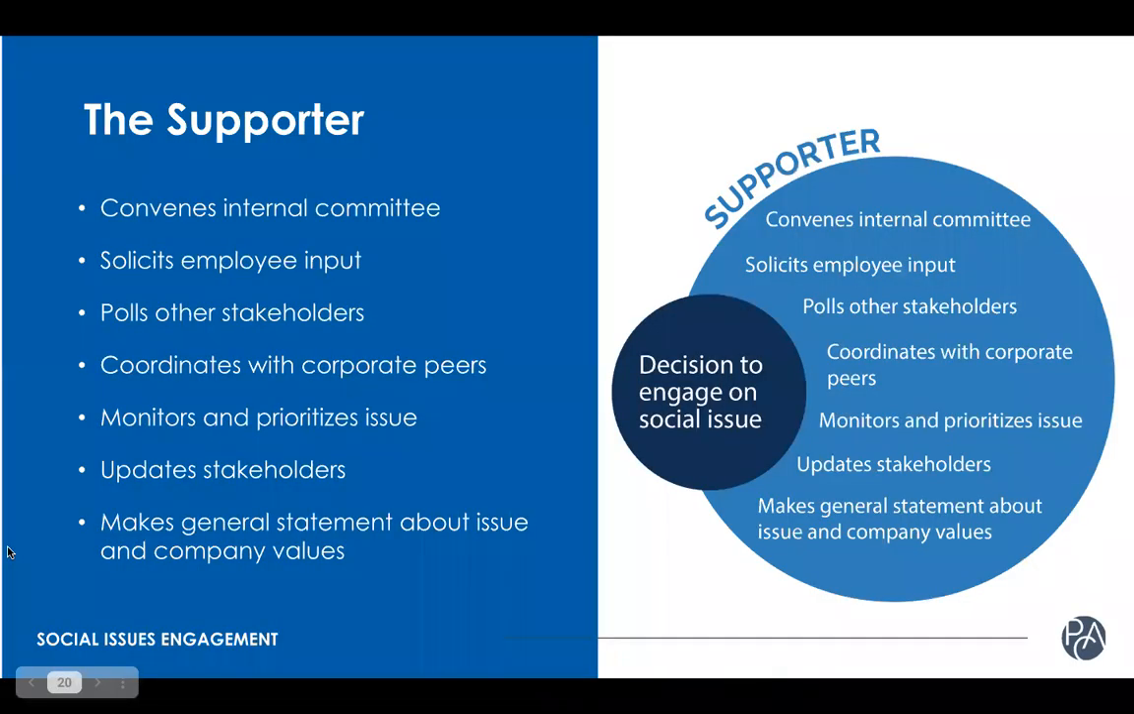The supporter. Once you've made a decision, sometimes your decision is to just continue to collect data. That's okay. But once you've made a decision to come to a conclusion and engage around this issue, that's when you look at what level of engagement we're going to do. It could be the supporter, where maybe you're convening an internal committee, soliciting employee support, or polling other stakeholders. You might coordinate with corporate peers, because you want to show that you have support for this issue, but that you're not necessarily a leader or champion around it.